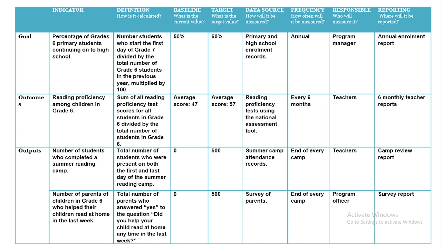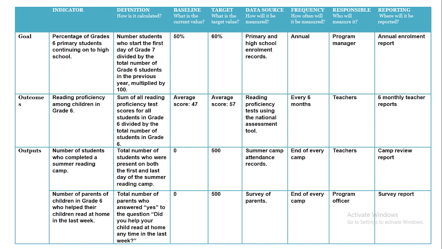Who will be responsible? The teachers, and this feeds into the 6 monthly teacher reports. Then the outputs are the number of students who completed summer camp and the number of parents, and in there they indicated how they will define this indicator. Yeah, how will it be calculated?